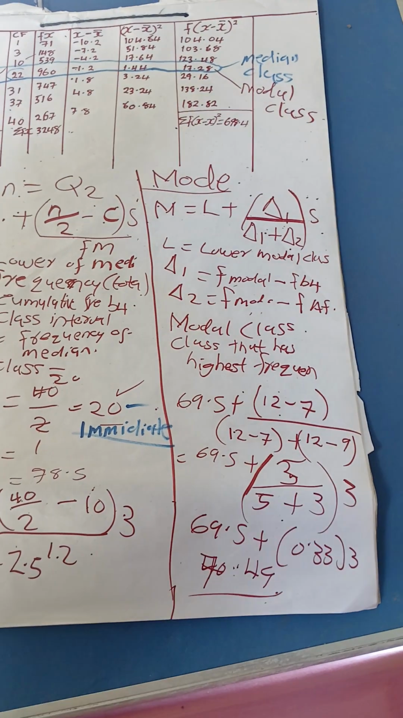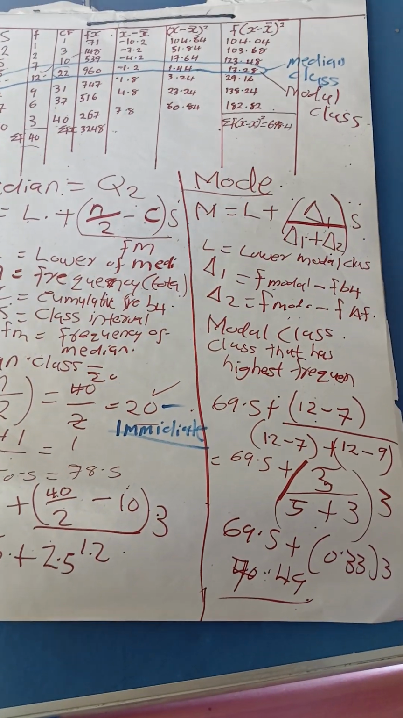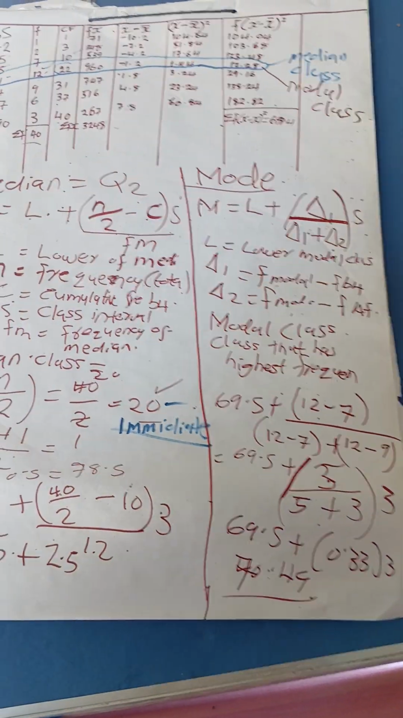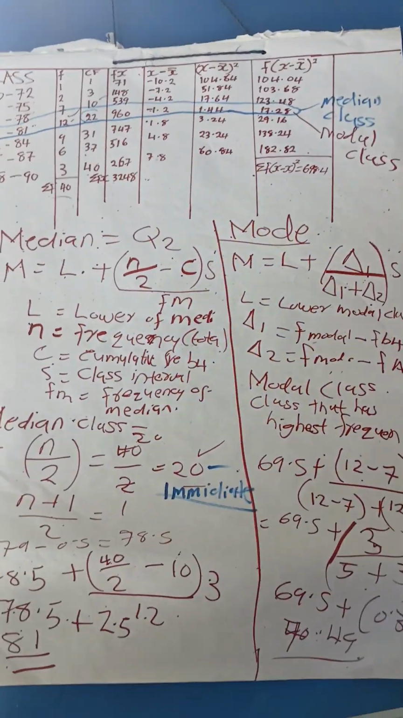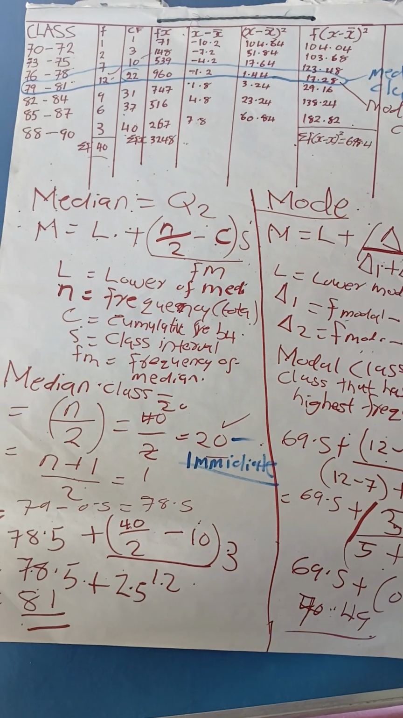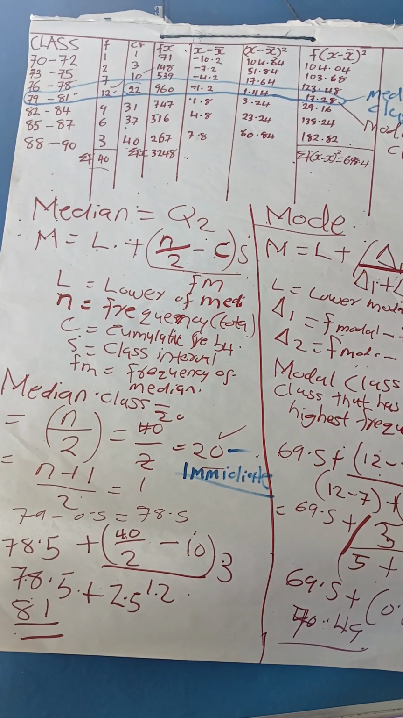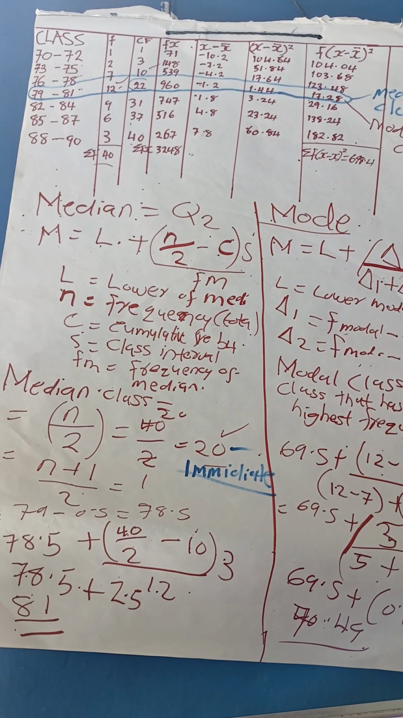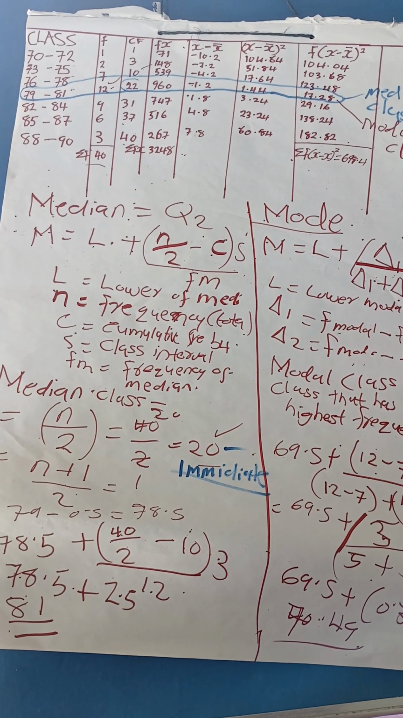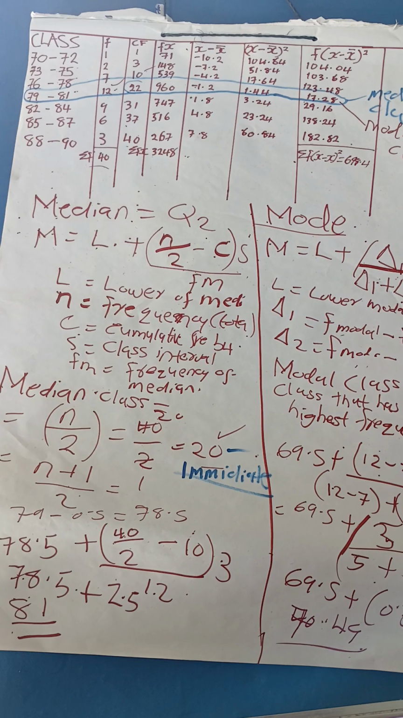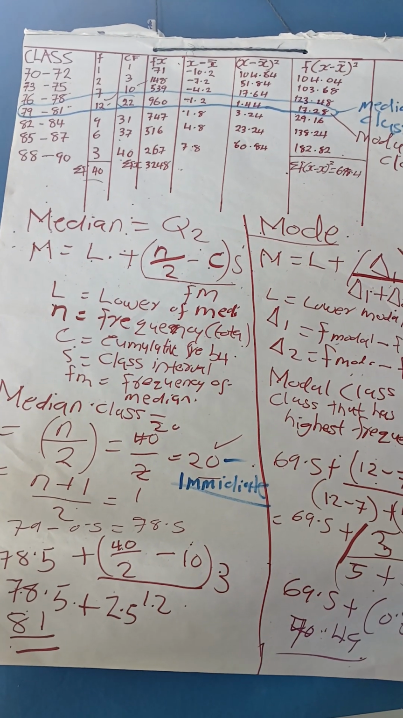70.49. That becomes our mode. Very easy. 70.49, which we can say is our mode. So that is how we do mode. Very easy. Good.